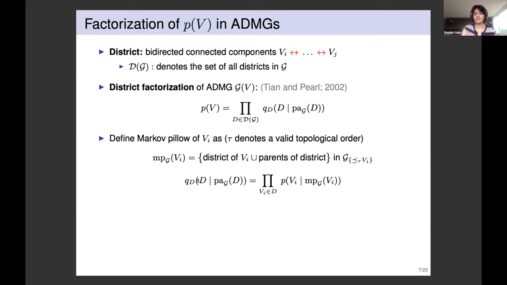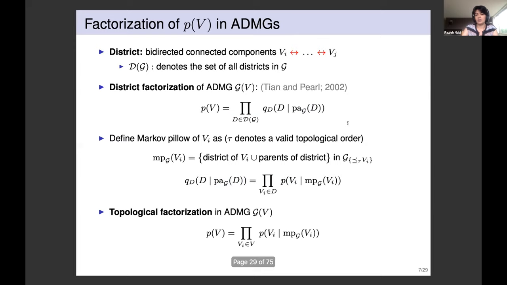Given these Markov pillows, we can write down this conditional factor corresponding to the district D as the product of regular conditional densities of each variable in the district given the Markov pillow of the variable. And if I just substitute this definition into the district factorization, I get what we call the topological factorization of the ADMG, which is basically a product over conditional densities of each variable given the Markov pillow of the variable on the graph.